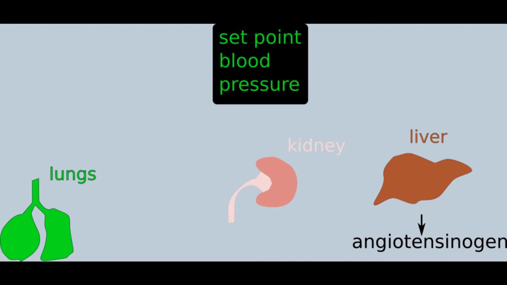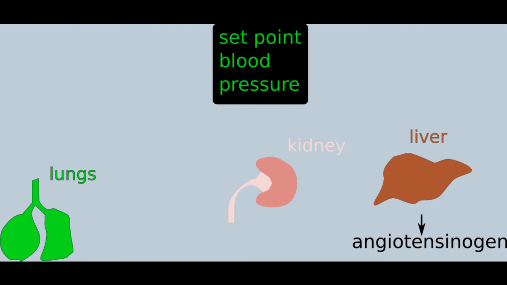Let's start with a box representing the desired blood pressure. When the blood pressure falls below that value, it is detected by the juxtaglomerular cells of the kidney. These cells are near the afferent arterioles of the nephron, near the glomerulus. A protein called angiotensinogen is constantly being made in the liver and released into the blood.